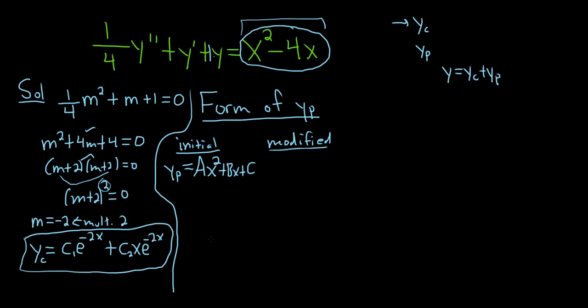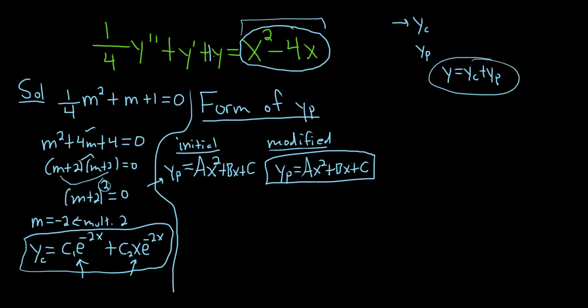Now you look at the terms of your homogeneous solution and you ask yourself, is there repetition between your initial guess and the terms of yc? Well, the answer is no, right? These are exponentials, and here we just have powers of x. So our modified guess is exactly the same in this problem, which is really nice. So there is our modified yp. The last step is to actually find yp. Once we have that, we can plug it back into this and we're done.